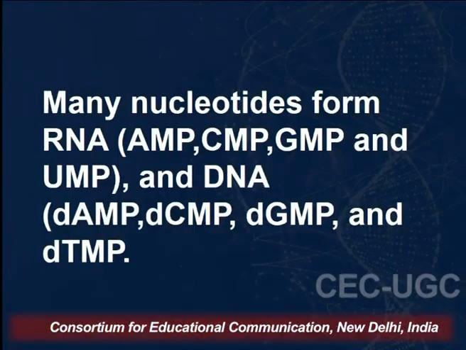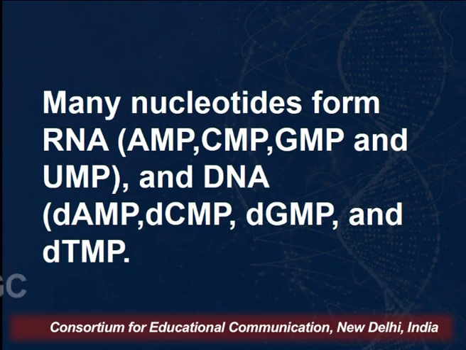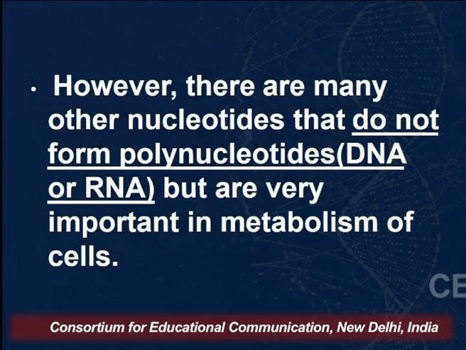So when we talk of nucleotides, we know that there are many nucleotides which will form RNA, like AMP, CMP, GMP, and UMP, as I have just told you a few minutes back. And in DNA we have dAMP, dCMP, dGMP, and dTMP. But what you have to remember is there are many other nucleotides that do not form polynucleotides, DNA or RNA, but they are very important in the metabolism of cells.